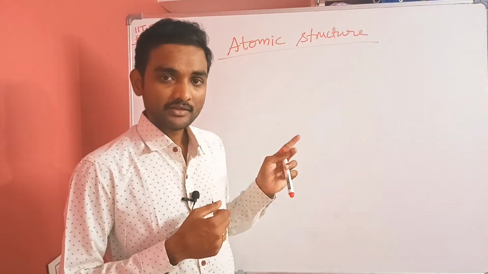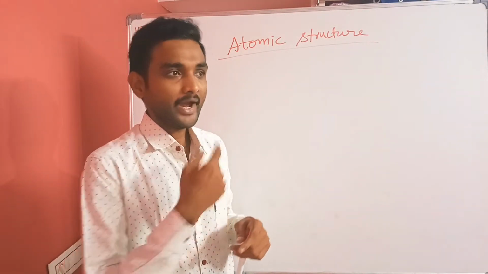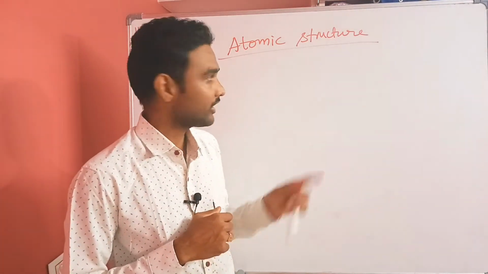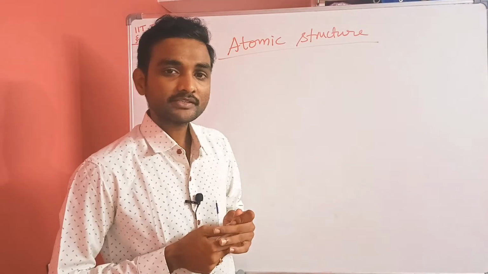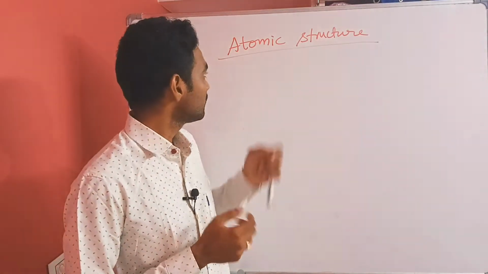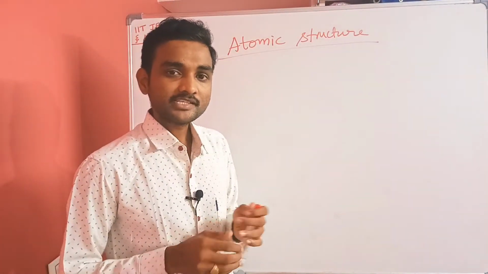If it is correct, then the atom never exists, and we can't see matter, because according to Rutherford the atom is unstable. To rectify this problem, Niels Bohr suggested his theory.